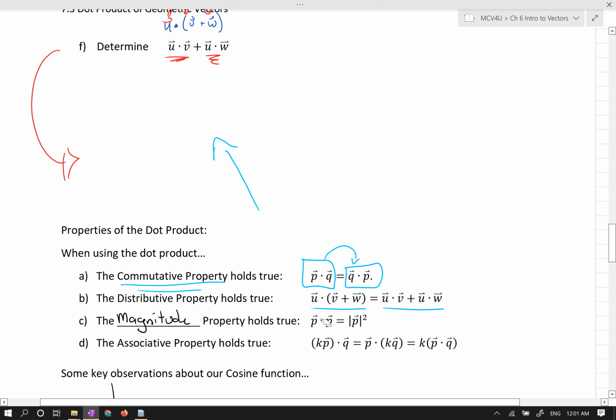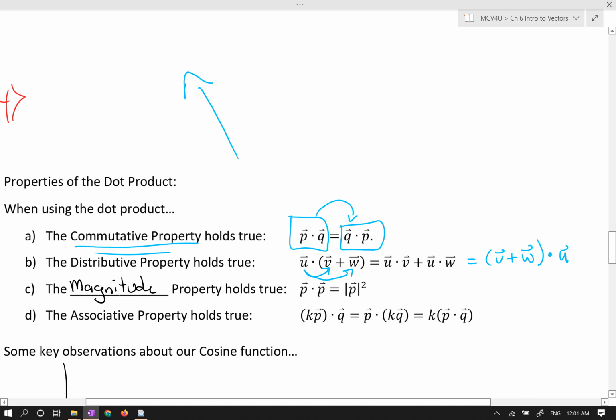Our distributive property means we can distribute a vector into a dot product, a first vector into a dot product or a second vector into a dot product, because this would also be equal to, according to our commutative property, v plus w dotted with vector u. Fantastic. If you're not sure on that, pause the video, stare at it just for 10 seconds. It'll pop out at you.